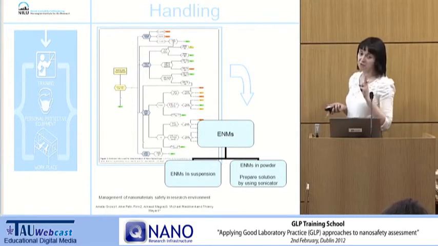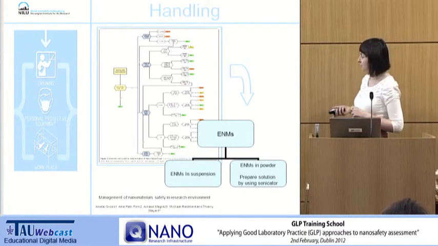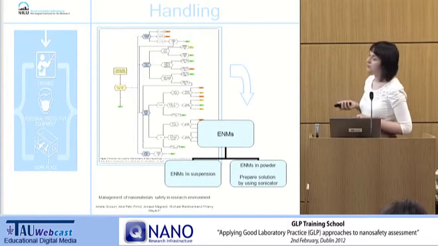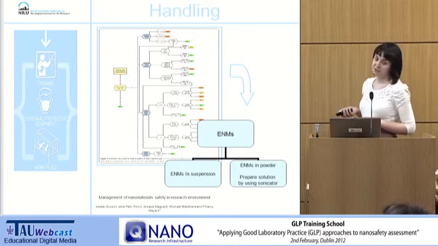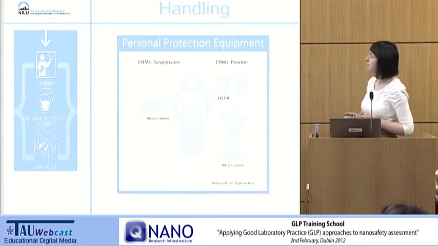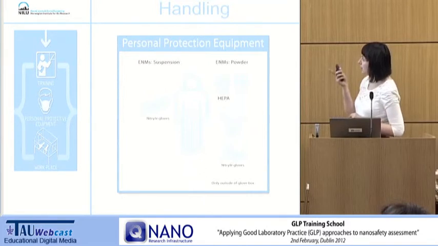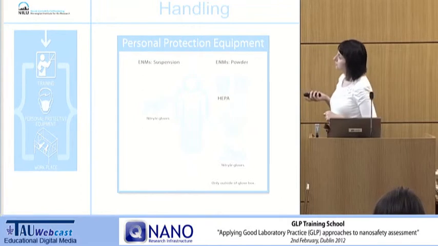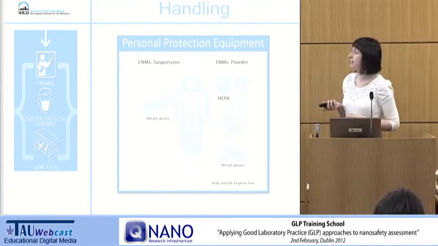We decided we have only 2 levels of safety, one for nanoparticles in suspension and one for nanoparticles in powder, or for the situation where we prepare a solution by using a sonicator. So we decided that we have 2 kinds of nanoparticle handling. When we handle nanoparticles in suspension, we need only protect the skin.